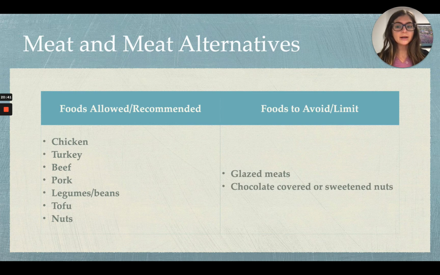Foods to avoid and limit in the meat and meat alternative category are going to be glazed meats, such as honey glazed ham, which is, again, that honey component is going to be a source of sugar or sweetener that may increase blood glucose levels. And then for nuts, wanting to avoid chocolate covered or any type of sweetened nuts. So just having plain nuts would be the recommendation.